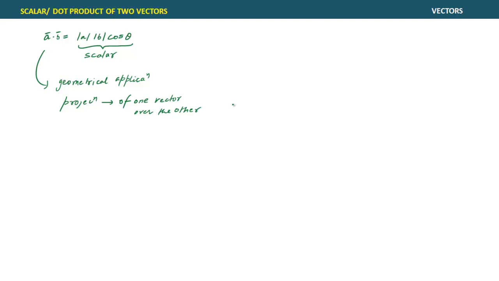Okay, let's take it with the help of a diagram. Let's take that these two are the vectors. Let me take this as your A vector and this is your B vector. Now you want to find the projection. Let's say we are trying to find the projection of B on A. So first of all, what do you mean by projection of B on A? Let me explain the concept to you.